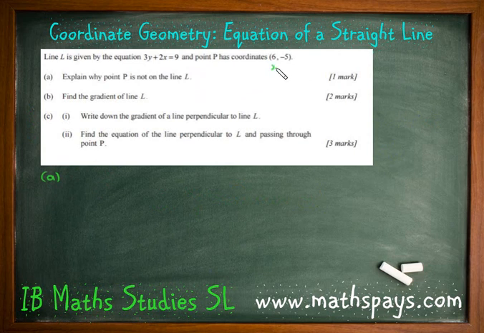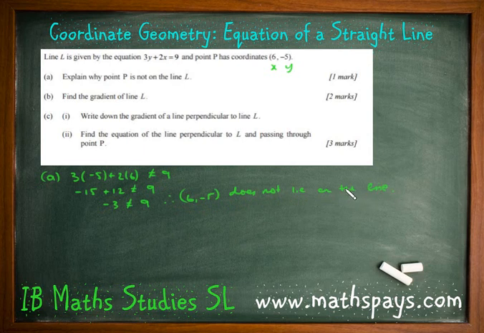Well, we've got an x and a y coordinate. I'm simply going to sub it into my equation. So 3 times my y coordinate of negative 5 plus 2 times my x coordinate of 6, and that should equal 9. That gives negative 15 plus 12 equals 9, and negative 15 plus 12 equals negative 3, so negative 3 equals 9, and that certainly is not true. I'm going to throw some not equal to signs and say therefore 6, negative 5, or P, does not lie on the line.